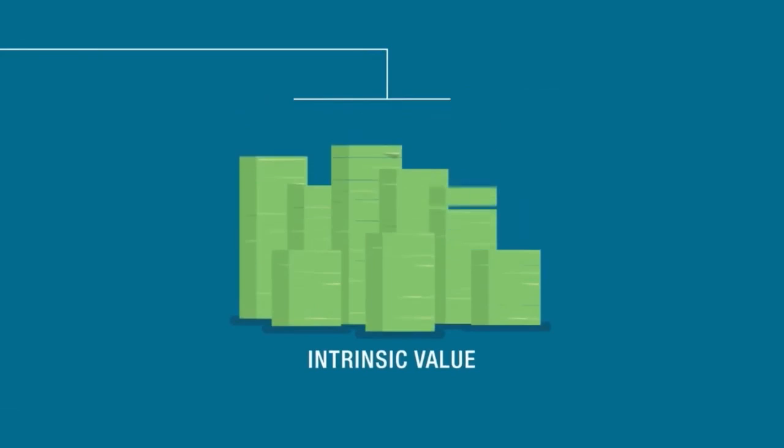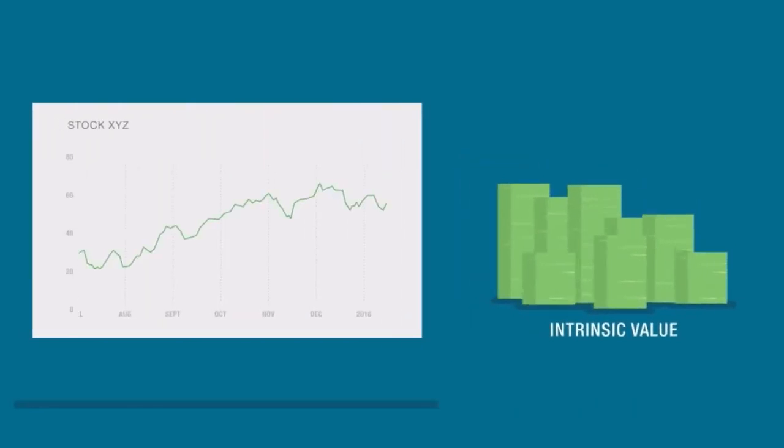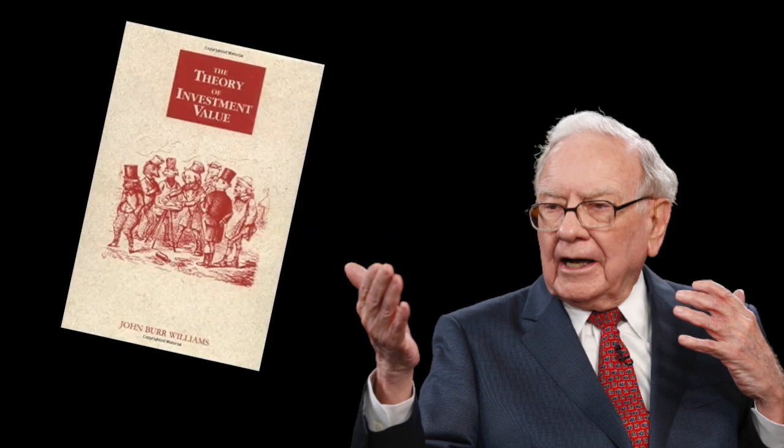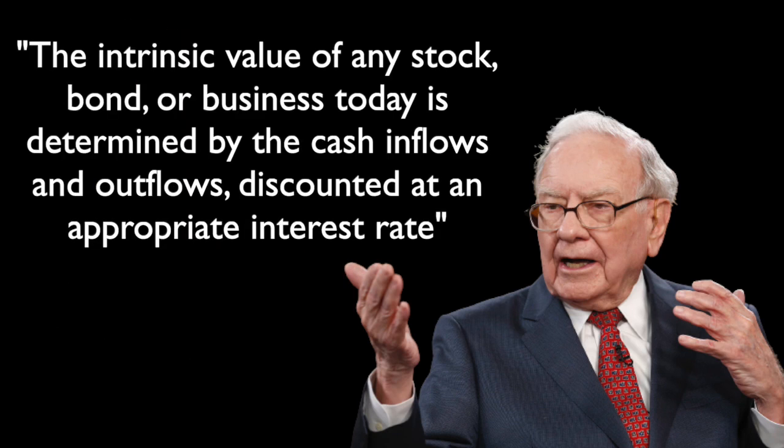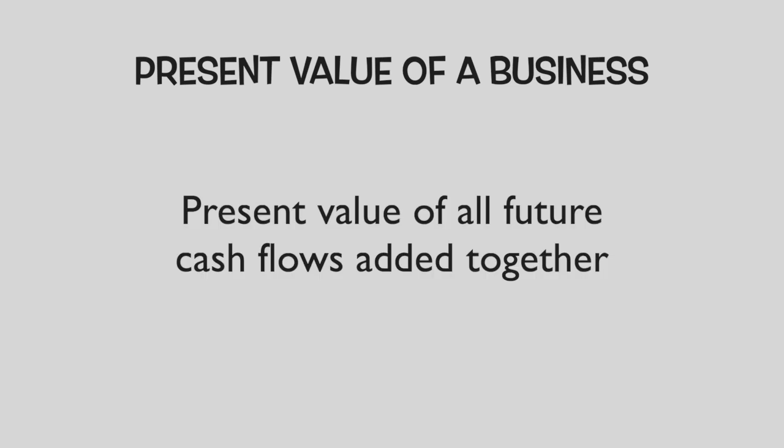Using a DCF will help you identify what is referred to as a company's intrinsic value. The intrinsic value is simply the fair value of a business, or put another way, what the business is actually worth. A quote that Warren Buffett frequently uses is pulled from the book Theory of Investment Value by John Burr Williams. The intrinsic value of any stock, bond, or business today is determined by the cash inflows and outflows, discounted at an appropriate interest rate that can be expected to occur over the remaining life of that asset. So put simply, the present value of a business is the present value of all future cash flows added together.